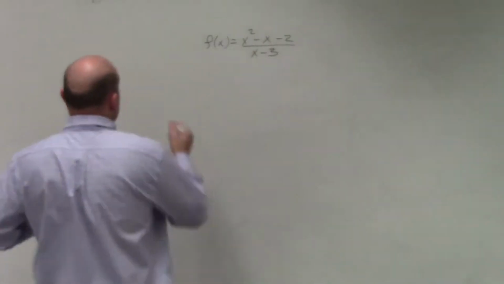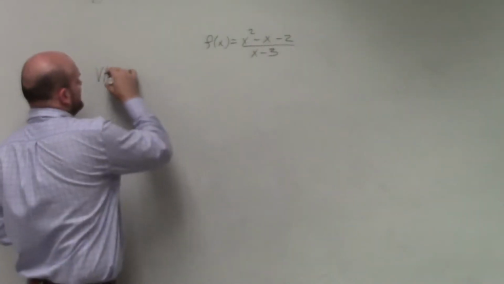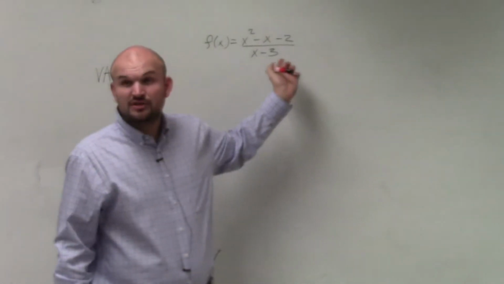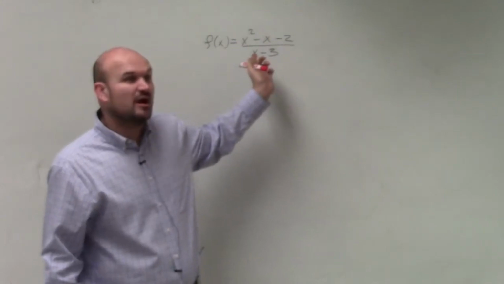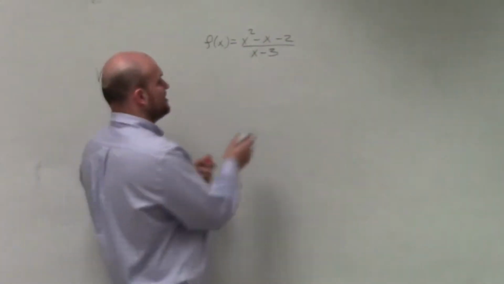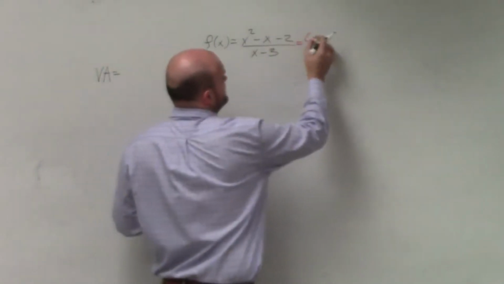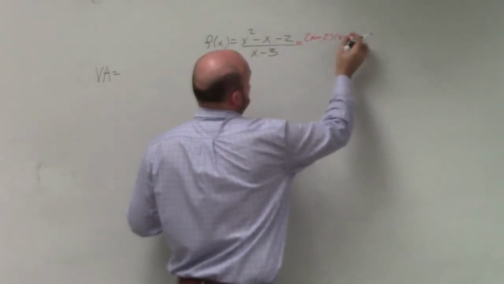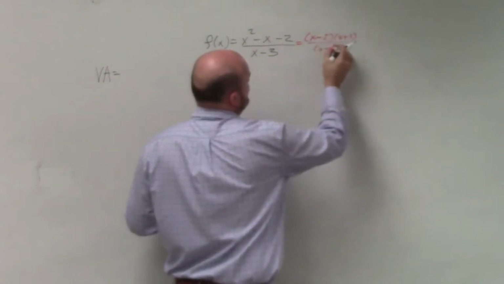Ladies and gentlemen, there's one thing I want you guys to get very, very used to. Any single time you see a trinomial or something that looks like a binomial, looks like something should be factored, we always want to make sure we factor it. Doesn't even matter if it's a part of the problem or not. Let's factor this. This is going to be x minus 2 times x plus 1, all over x minus 3.